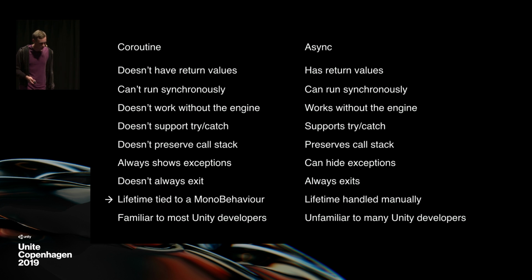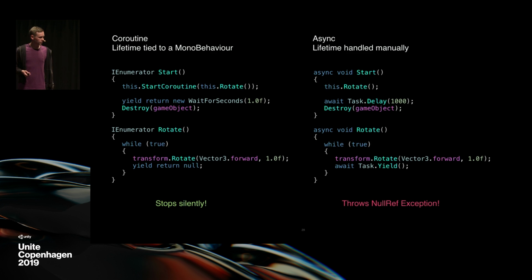Let's see how this is useful. Here we have a mono behavior that starts this rotation function that rotates it every frame, seemingly forever. But after 1 second, the mono behavior destroys the game object. Now the coroutine acts at least as I would have thought it would. It would just stop. We don't hear anything about it anymore.